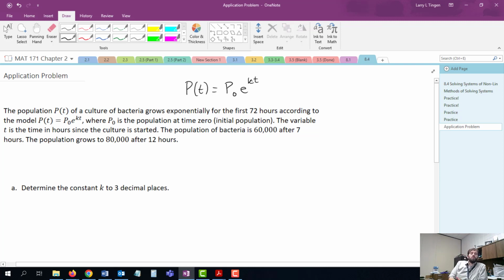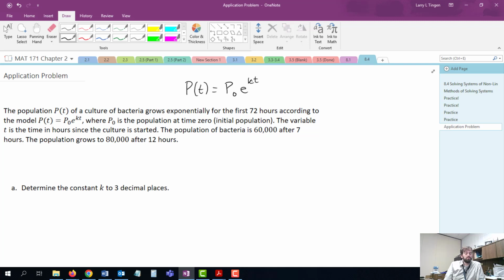All right, so P naught is the population at time 0. So instead of having a number here, typically when you get a problem like this, they'll say this is bacteria growing exponentially, so you'd start with 50,000 or 10,000 or whatever, and then as time passes, they would grow.